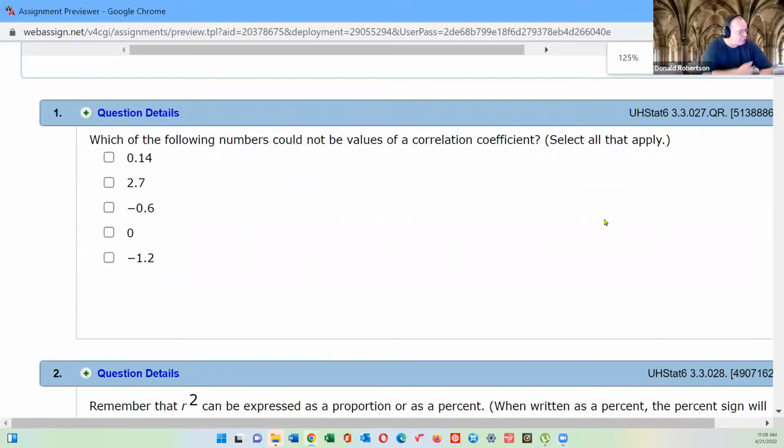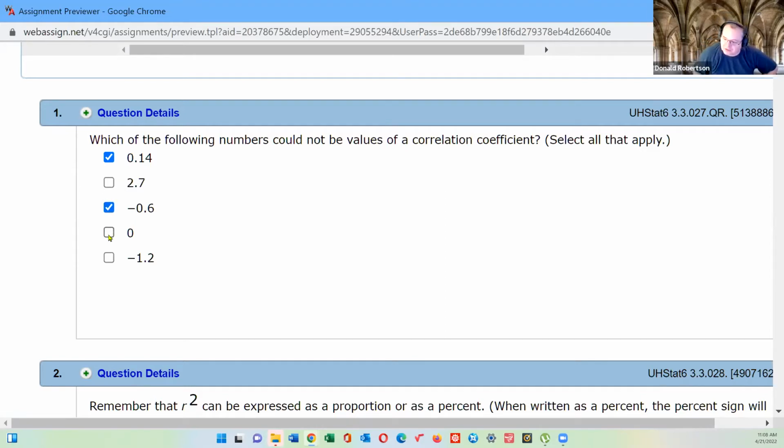Now, which one of the following could be the value of a correlation coefficient? Remember that R guy that we talked about. 0.14, yep, that could happen. Could 2.7 work? Could you get a correlation coefficient of 2.7? No. Correlation coefficients are only -1, which means it's a perfect line going downhill, or +1 going uphill. So that one would happen.